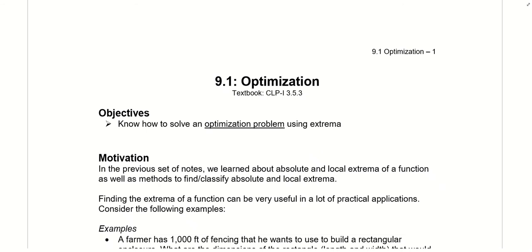In this video, we're going to start topic 9 with our first topic, which is optimization. So this is a pretty simple set of notes as far as the number of things we're going to learn. We're mostly just going to talk about how to solve an optimization problem using a lot of the stuff we talked about in topic 8, specifically extrema.